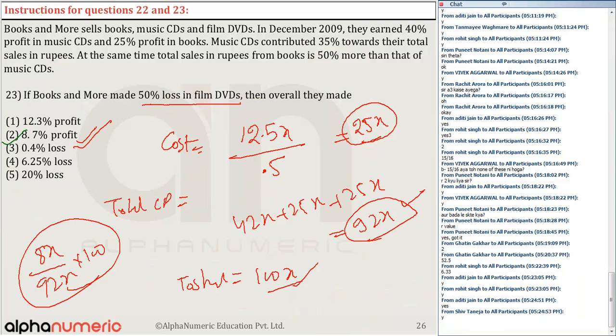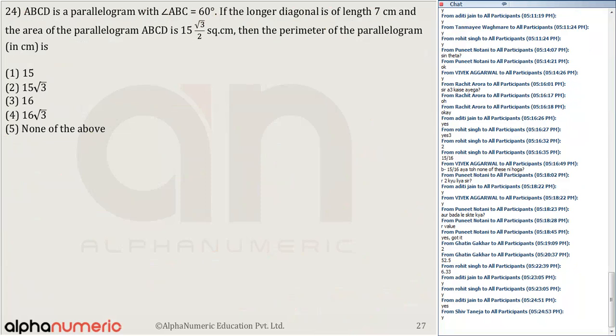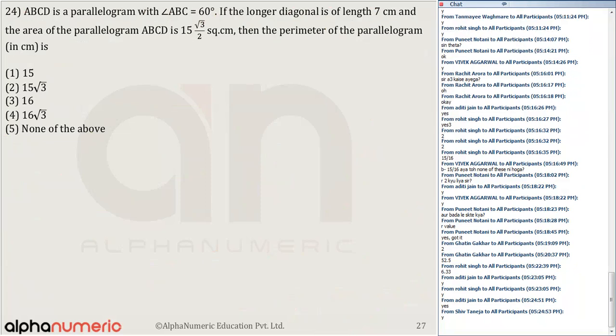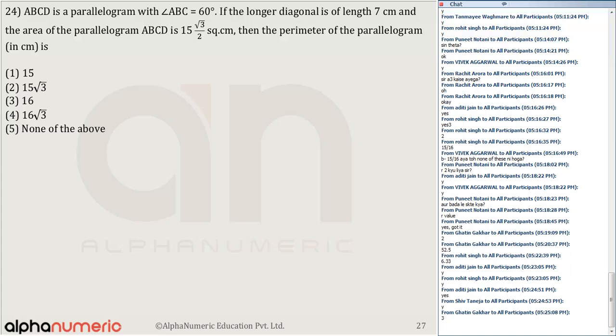ये भी doable था. Okay, let's see. 24th. देखते हैं. Most of you said the answer is option C. That's the correct answer. Let's see here.